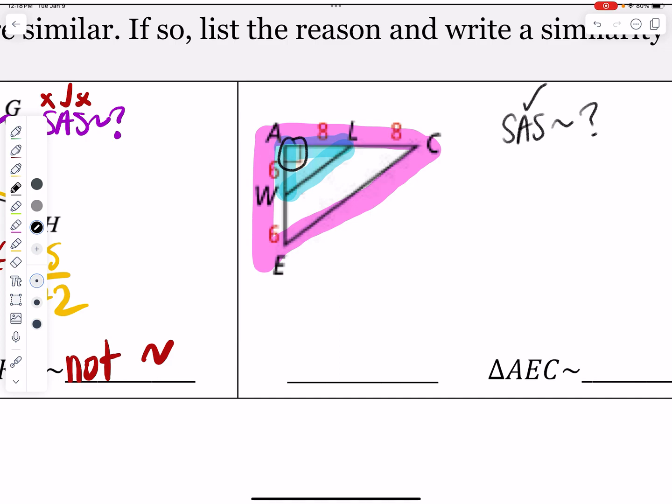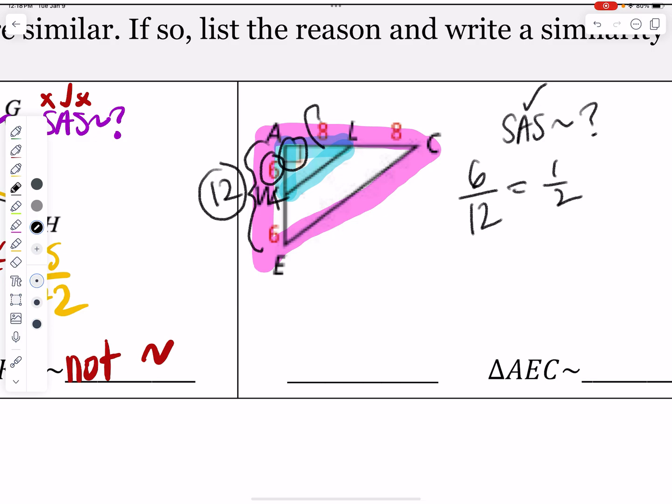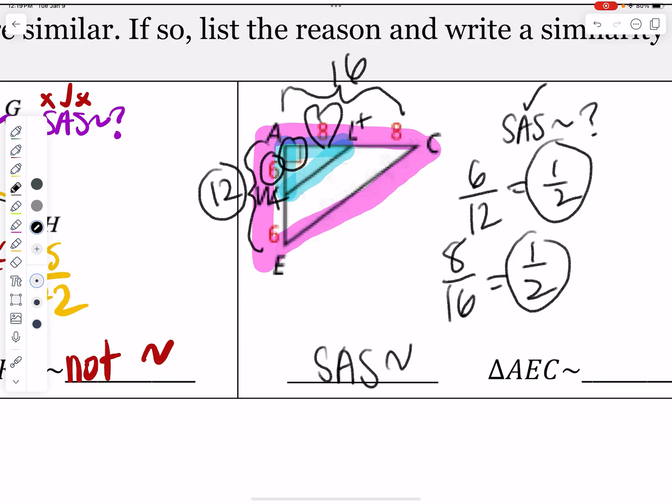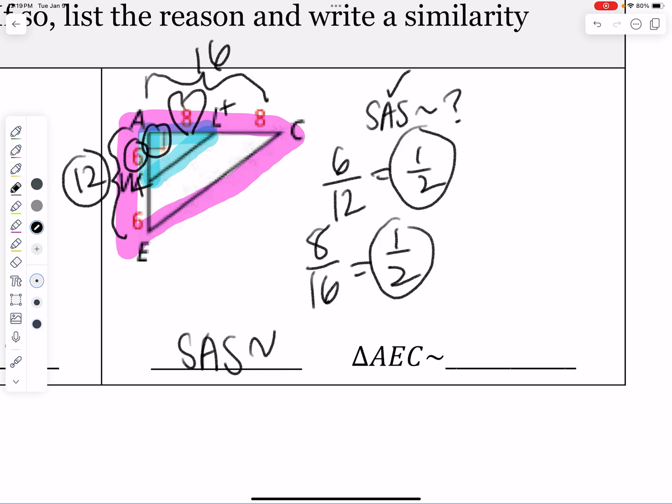Let's check the sides. This is going to be 6, the small piece on the left of the blue triangle, over the entire left of the pink triangle, which is going to be 6 plus 6, which is 12. So 6 over 12 equals 1/2. Is that the same ratio as 8 over the whole thing? 8 plus 8 is 16. Yes, because 8 over 16 is also 1/2. So since those are both 1/2, this is side angle side similarity. What does that mean? Triangle AEC is going to be similar to triangle AWL.